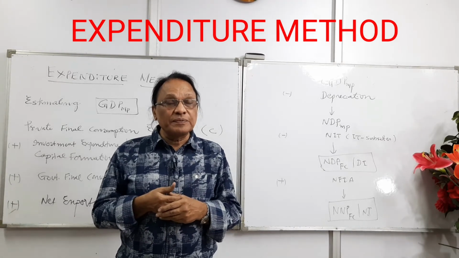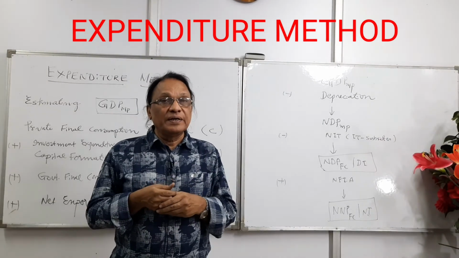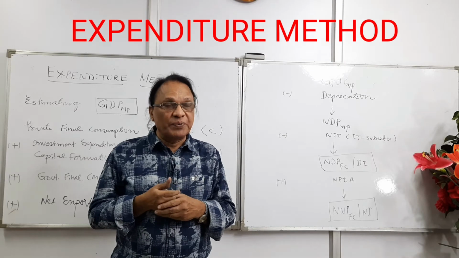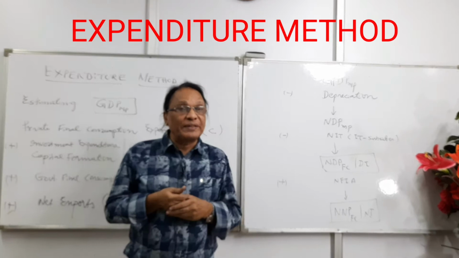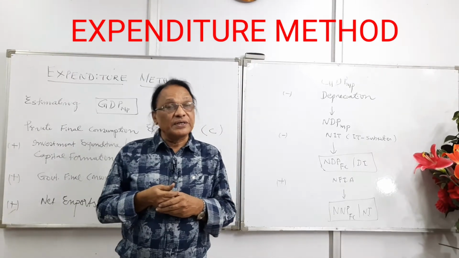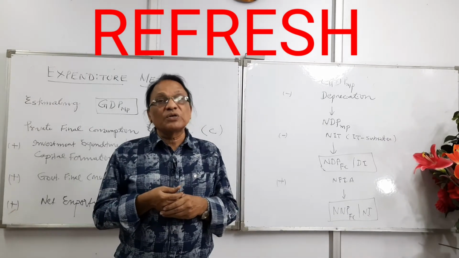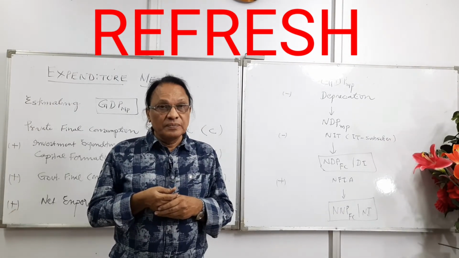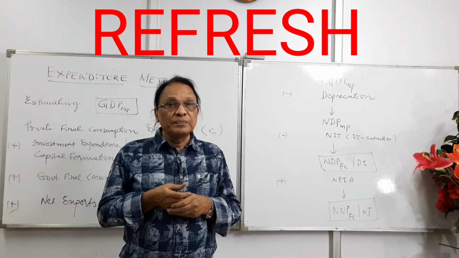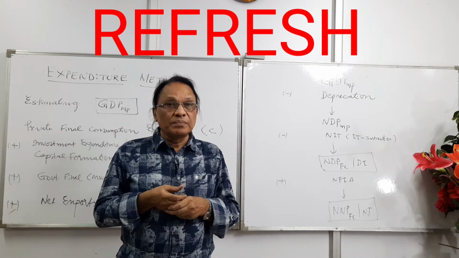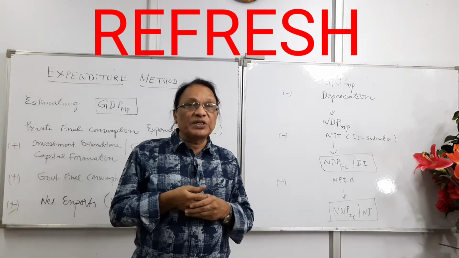Today we are discussing the last method of measuring national income or national product. We have already seen the other two methods: one was the product method or value added method, the second was the income method, and the last method we have is the expenditure method. Mind it, by all three methods, you get the same national income.